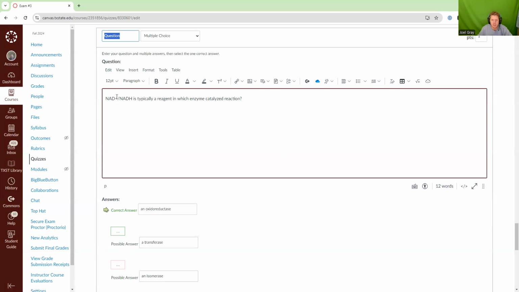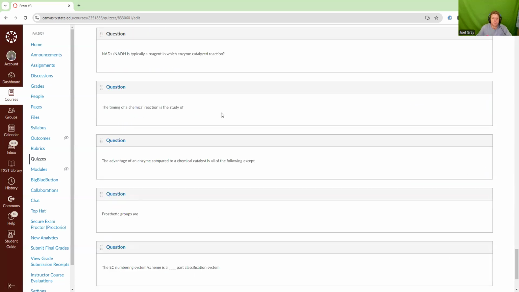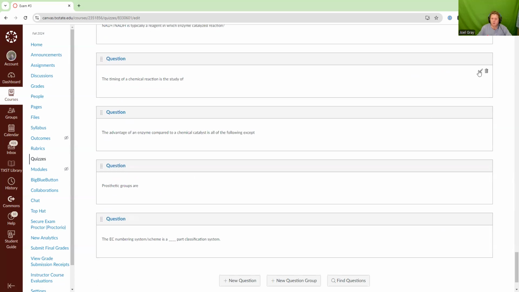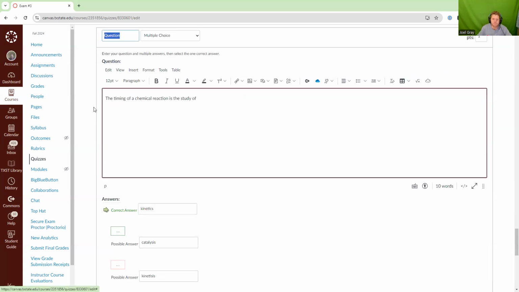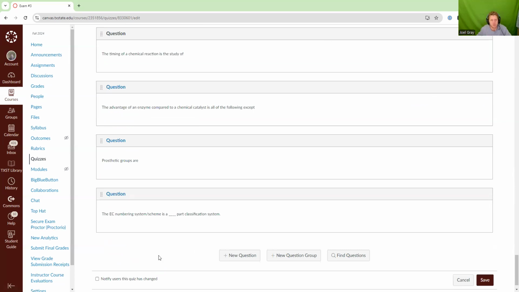NAD plus and NADH is a typical reagent in which enzyme catalyzed reaction? Well, one way you can look at this is you see that positive, and then you see this is not positive, indicating that it is neutral. When you have something going from a positive charge to no charge, that's a good indication that it is undergoing oxidation reduction, and an oxidoreductase does that. The timing of a chemical reaction is the study of kinetics, not to be mistaken with catalysis. Catalysis is structural changes. Kinetesis is not real, and none of these are correct is also there. That's not correct though.